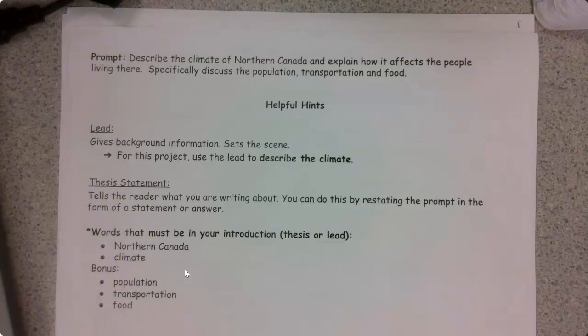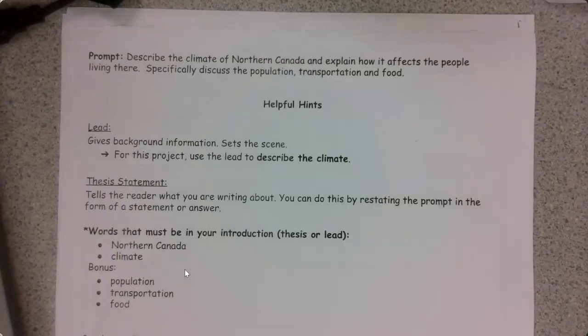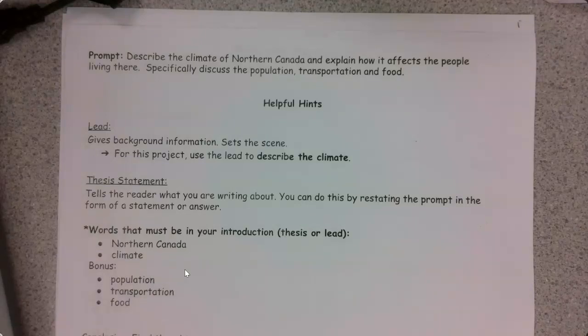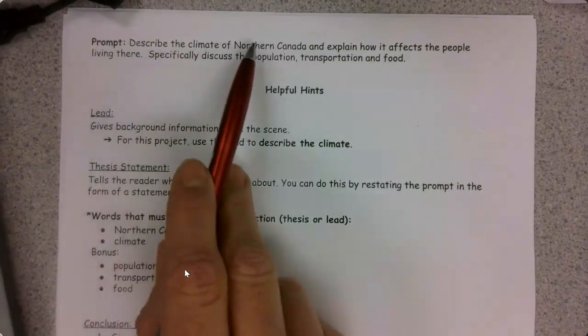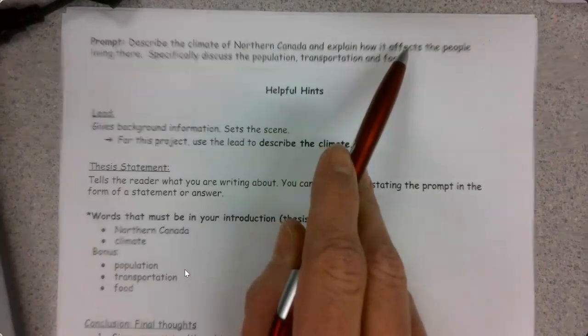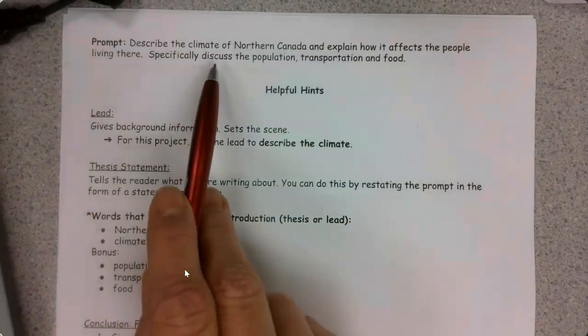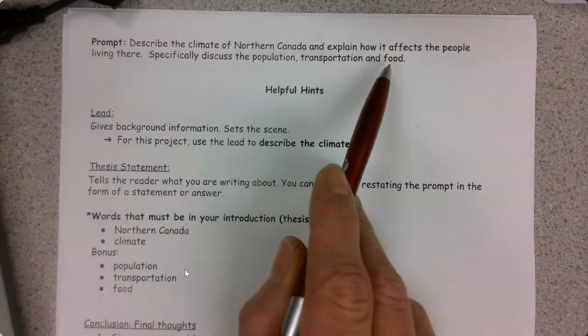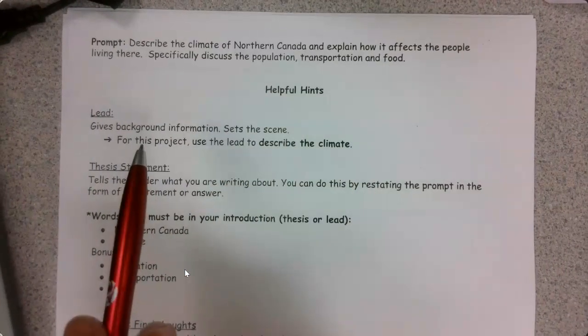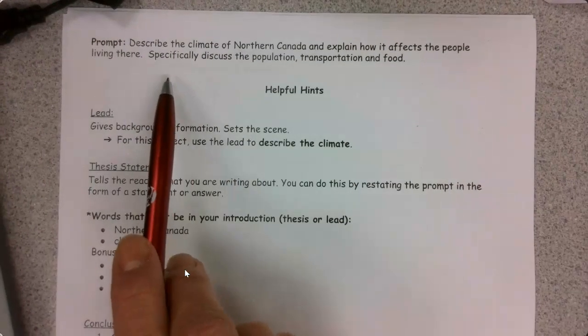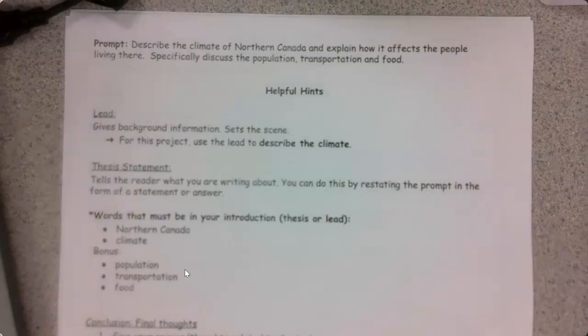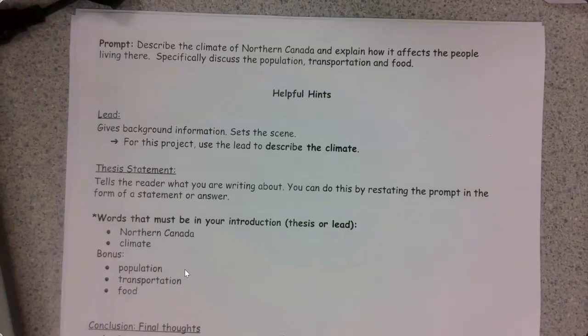I want to start just by revisiting the prompt, because before you do your plan, you should always make sure you're familiar with what the prompt is asking you to do. So the prompt just asks you to describe the climate of northern Canada, and explain how it affects the people living there, specifically discussing the population, transportation, and food. So it's really asking us to do 2 things: describe the climate and then explain how it affects people living there.